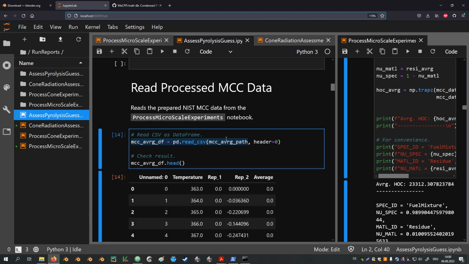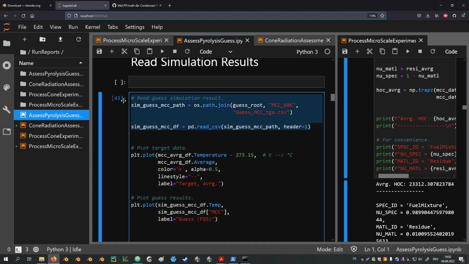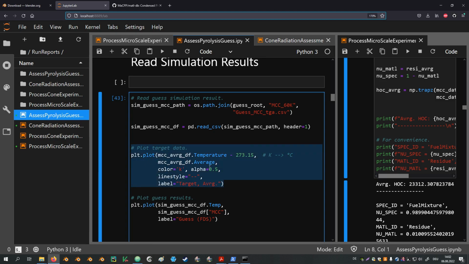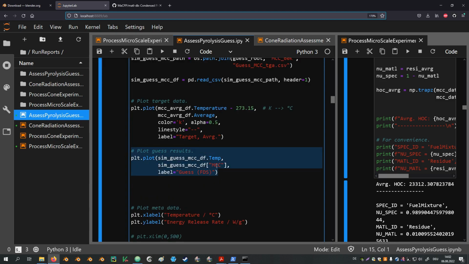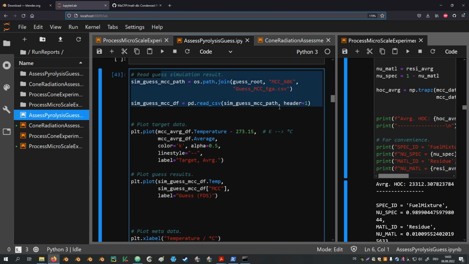Here we read in the processed MCC data. This cell creates a plot which compares the MCC data and the simulation results. At the top of the cell the simulation results are read in. This is followed by a plot of the average MCC data. Finally the results from the simulation are plotted. With that we are able to just run this particular cell and it will automatically read in the most recent results from the simulation and compare it with the experiment.